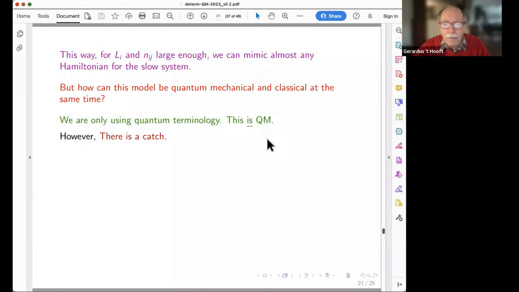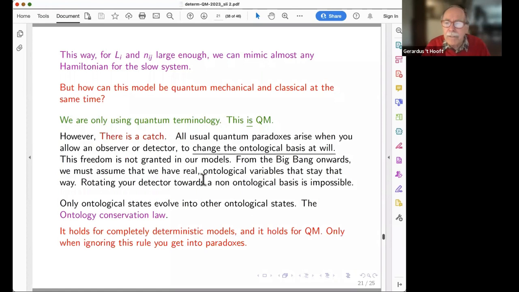However, there is a catch. I'm now going to step three in my argument. I arrived at a model which I'm very pleased about because it looks like quantum mechanics on the one hand and classical on the other. But I have one problem, and that is nasty people who have grown up with 100 years of quantum mechanics will ask me nasty questions. And yes, please ask nasty questions. So one thing is, what about all those paradoxes that we have derived? Bell has derived the Bell inequality. It's being violated by quantum mechanics. There are many other paradoxes, the GHZ paradox.